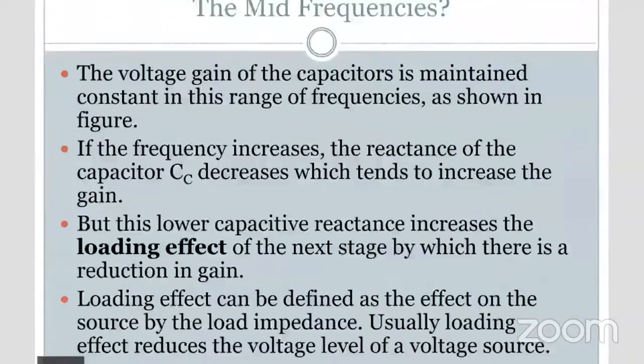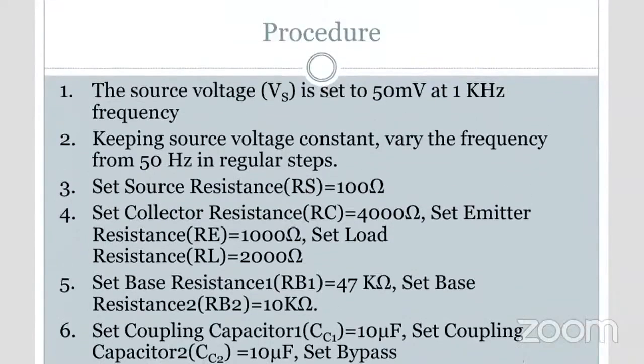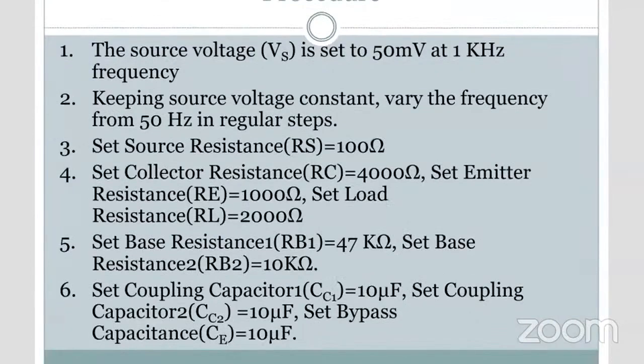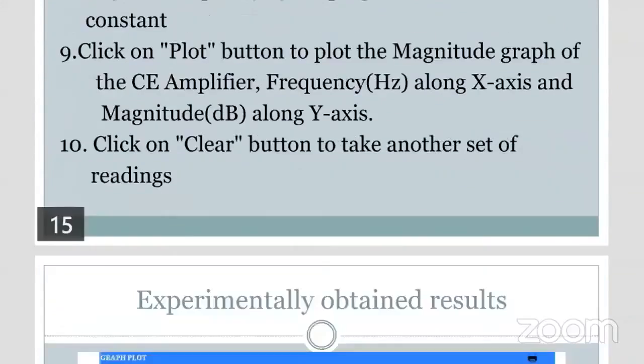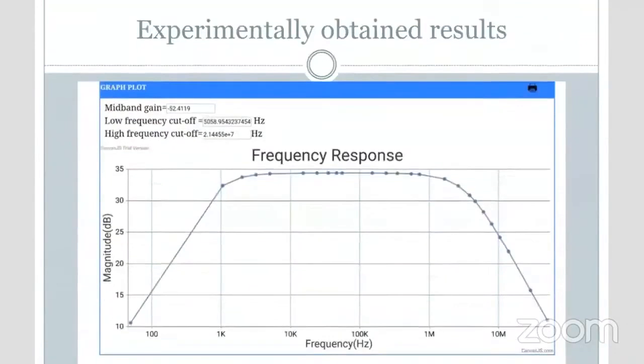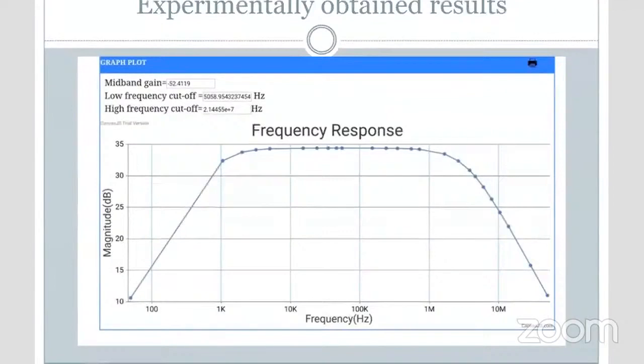Moving on to how to actually perform the experiment. So this is the experiment. Actually there's nothing much in performing it, because we have to set just these values: set the source voltage at 50 millivolts, then source resistance at 100 ohm, collector resistance at 4000 ohm, and so on. That's not that important, but let's move on to this experiment that I have performed previously.